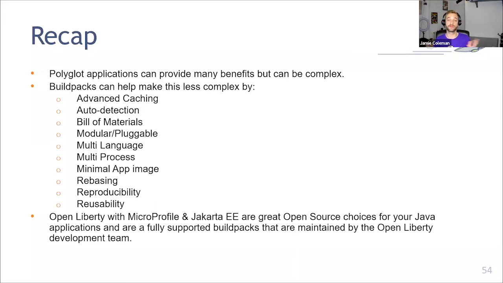Just to recap everything we talked about today. Polyglot applications are great. They can provide lots of benefits. They can make your applications more performant, more efficient, but they can make your whole system a bit more complex. And build packs can help with things like that, using advanced caching, auto detection, providing you with a bill of materials. It's modular, multi-language, multi-process, etc. And OpenLiberty and MicroProfile with Jakarta EE are great open source choices for your Java applications. They are created to be very efficient and are fully supported by build packs that are maintained by the OpenLiberty development team.